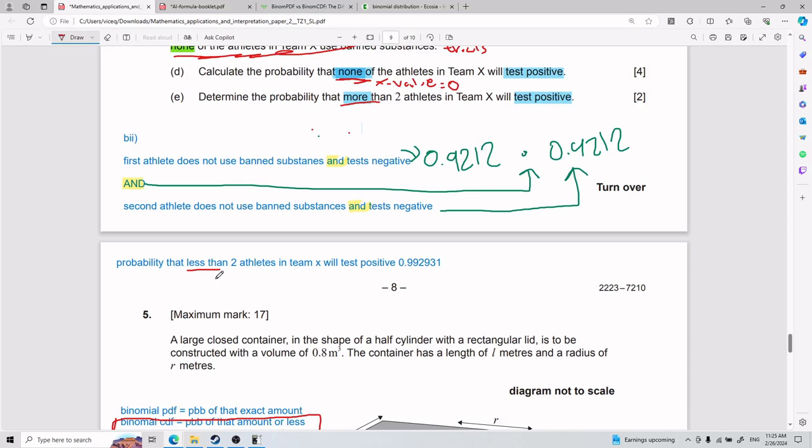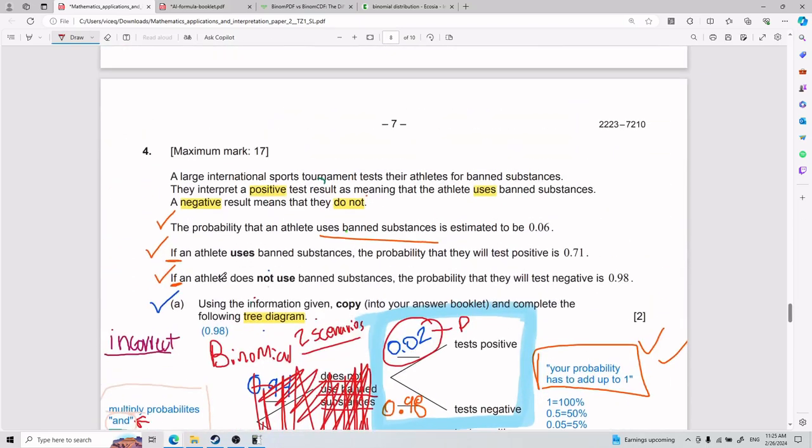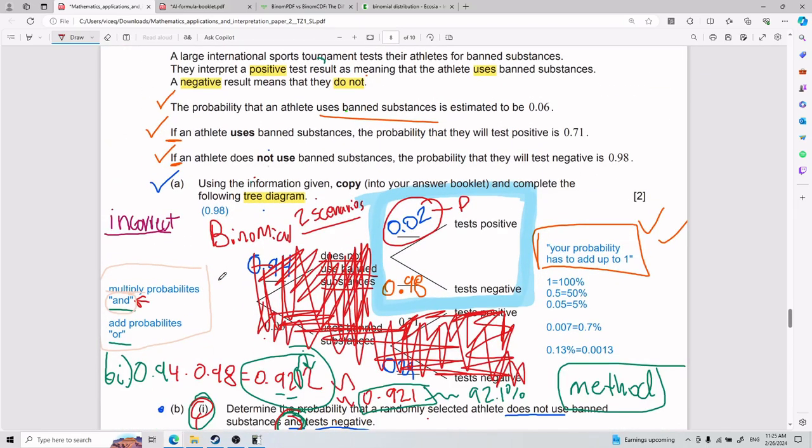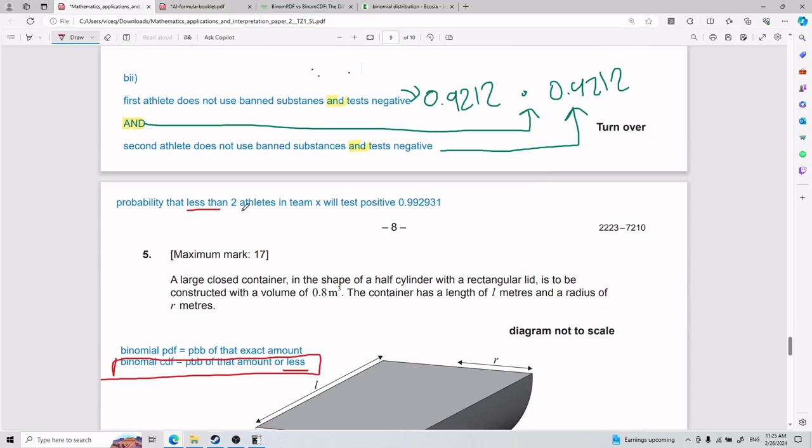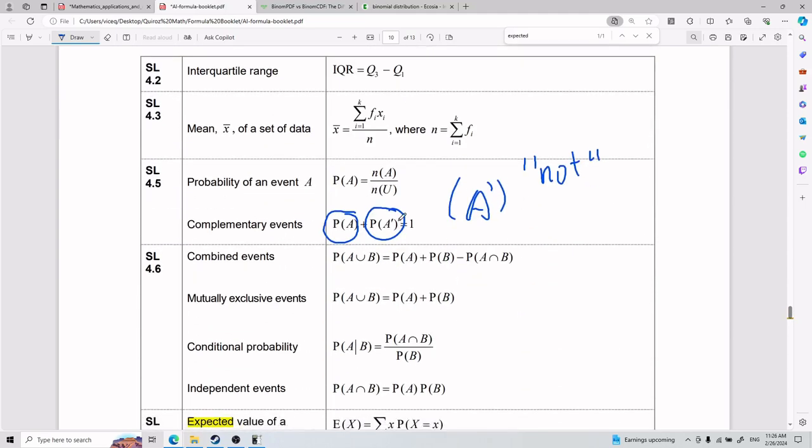Now what's the opposite of less than? It's more than. And so guys, this all comes back to the tree diagram, which is the cool part of this exercise, ¿cierto? It's either one thing or another. Your probability has to add up to 1. So it's either more than or less than. You either go to them all or you don't. You either test positive or you don't. And so if less than is 0.992931, then the version of more than is 1 minus 0.992931.